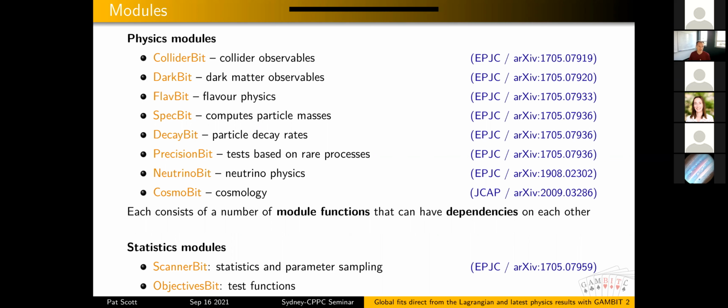So each of the modules consists of a number of smaller module functions, and the individual module functions basically calculate a single physical quantity or a single statistical quantity. And they're the real building blocks of Gambit. So you can declare these things to have dependencies on each other. So if I have a module function that, say, calculates a dark matter flux, it might have a dependency on the dark matter mass and also on the dark matter annihilation or decay branching fractions. And then those things might have dependencies on other things, and so on and so forth, until you get back to the actual original values of the parameters in the theory.